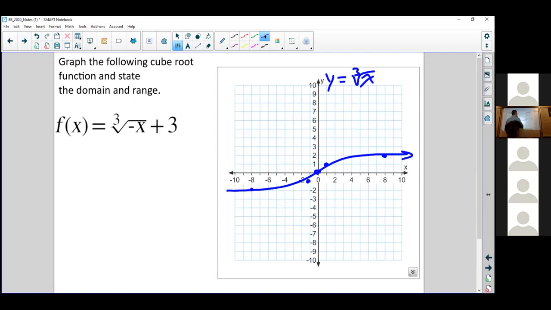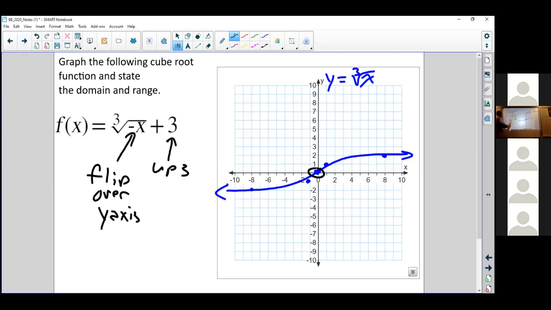So this is what my parent function looks like. And again, I'm going to look at the 0. And we're going to take care of some things. Okay, so this is going to go up 3. This is going to flip over the y-axis. So that 0 is going to go up 3, flips over the axis.